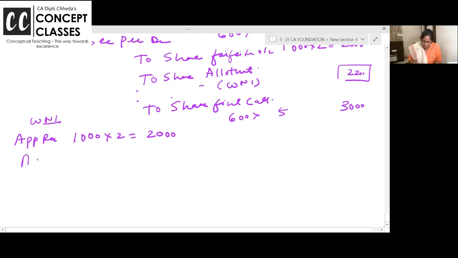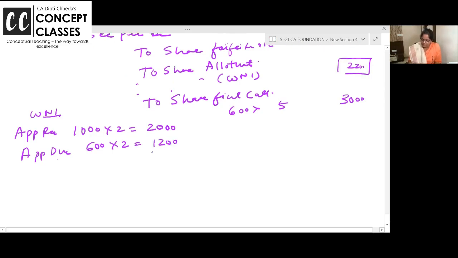1000 application due. Actually, the confusion was they nowhere gave the application as adjusted in allotment. But nothing given, then we'll do it according to the institute's method. Application received is 1000 into 2. Due is 600 into 2, 1200. 800 is excess.